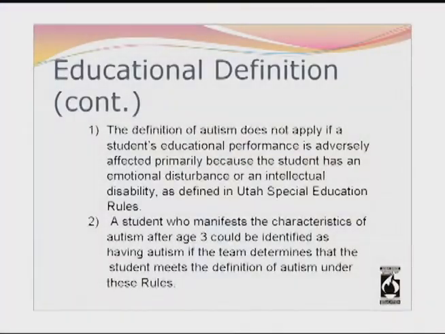Two more pieces of the educational definition. One, I'm just going to read it and be boring. The definition of autism does not apply if the student's educational performance is adversely affected primarily because the student has an emotional disturbance or an intellectual disability as defined in the Utah Special Education rules. Okay, so know that there's some consideration here.